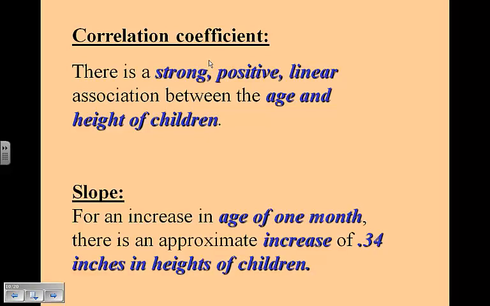For slope, you would say for an increase in the age of 1 month, so in other words, for every 1 unit increase on the x-axis, there is an approximate, circle that, that's very important, approximate increase of 0.34 inches in the heights of children.